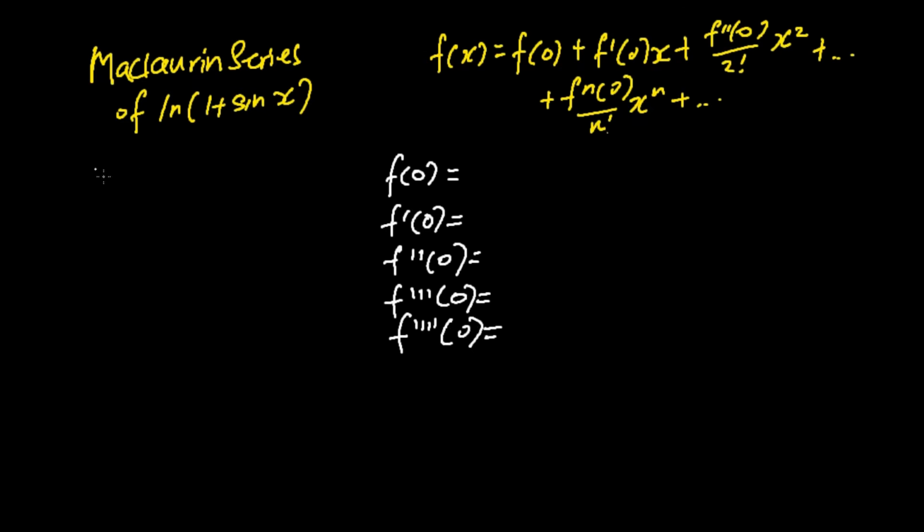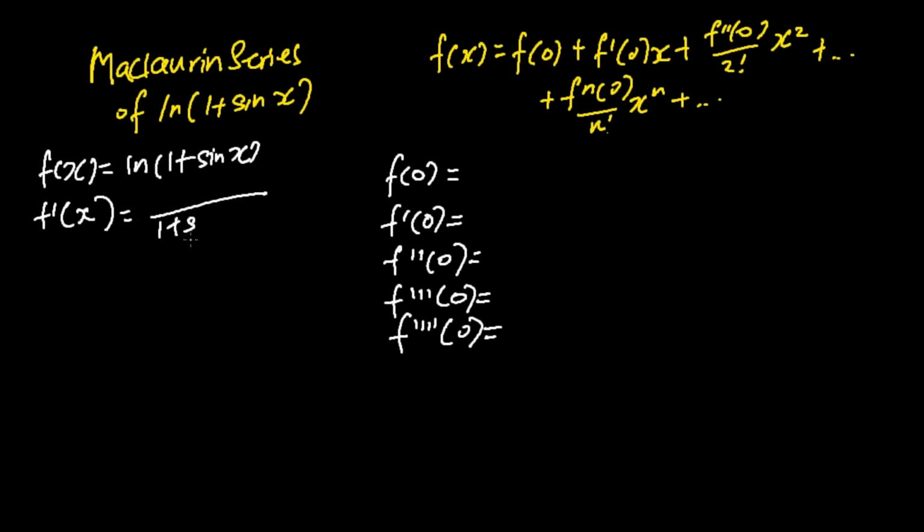So right now we define my function of x. We let f(x) be ln(1 + sin x). Then we find f'(x). My f'(x) is just equals to 1 over 1 + sin x, and then we differentiate 1 + sin x. So this gives me cosine x.